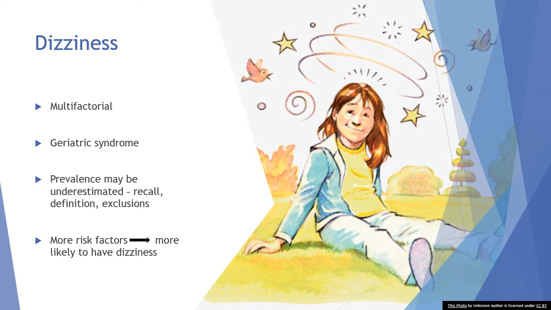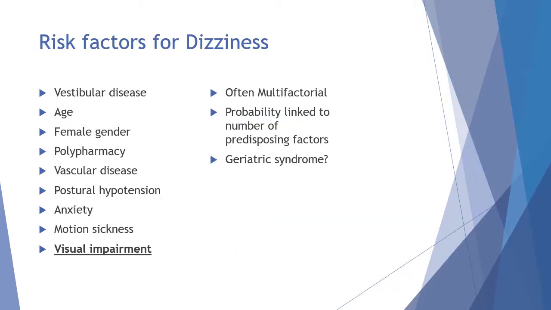One thing that we do know is that the more risk factors you have, the more likely you are to have dizziness. So here are the main risk factors for dizziness, and you'll notice that we've got things like age, female gender. Obviously we can't do anything about that as optometrists. Polypharmacy, that's where you're taking many different medicines, and that inevitably means that you've probably got many problems health-wise. We've also got problems such as anxiety, motion sickness, but the one that we're really interested in as optometrists is visual impairment.